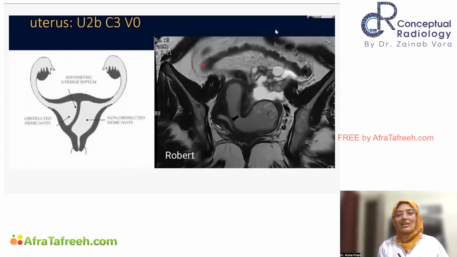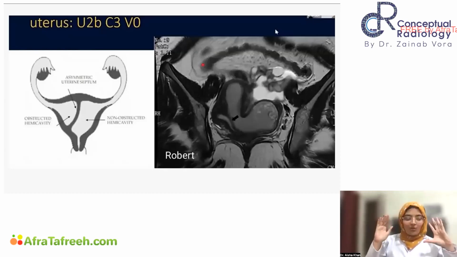And it can really confuse us into thinking, what is this happening? Is it bicornuate? Is it didelphys? Is it OHVIRA syndrome? God knows what. So what is Robert's uterus? It is a type of septate uterus, asymmetric septate.